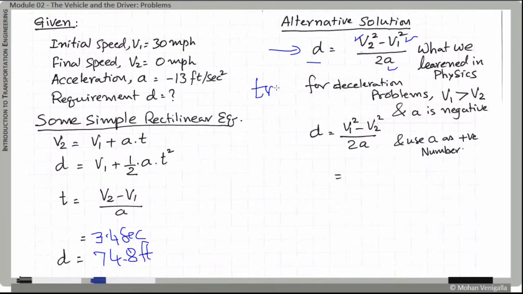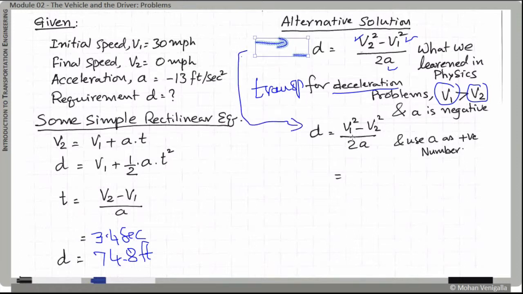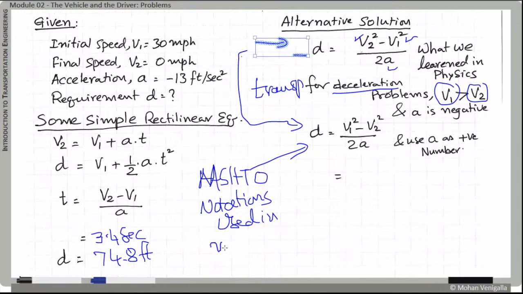For transportation, especially stopping sight distance problems, we are only talking about deceleration. For deceleration problems, v1 is always going to be greater than v2. You can rewrite the equation as d equals v1 square minus v2 square divided by 2a. And this type of equation is consistent with your AASHTO Green Book notations and notations used in many textbooks. This is a standard convention used in transportation, so let's use that.